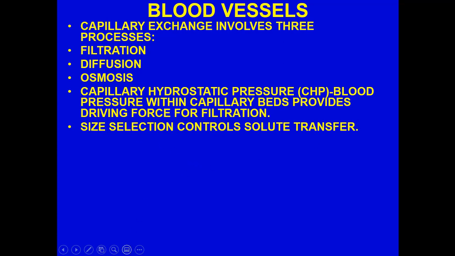Size selection controls solute transfer. Huh? What's that mean? Simple. The bigger the molecule, the less chance you're going to have a solute transfer, unless you get something like sinusoidal. Somewhat maybe if you have fenestrated, but definitely not your common, average, everyday capillary. The bigger molecules, like albumin, etc., are not supposed to be showing up in your capillary tissue beds. They stay in the capillary. Red blood cells, white blood cells, etc., they stay there.